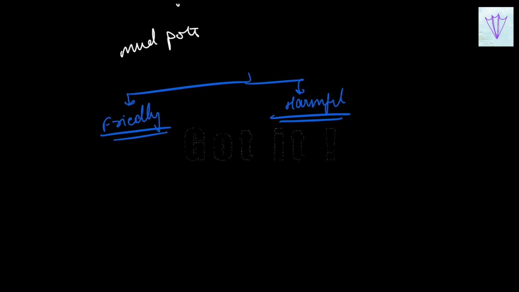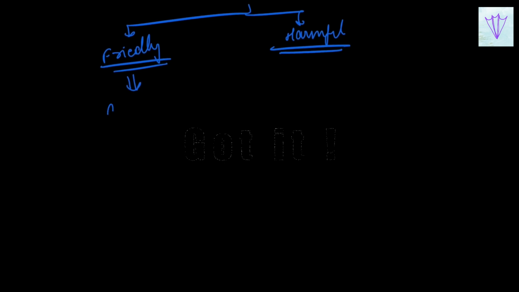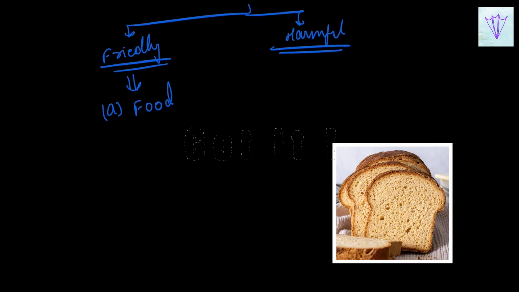Now let us study in detail about friendly microorganisms. So the first importance is in food production. Various kinds of microorganisms are used in the formation of different types of food products such as curd, bread, cake, etc.